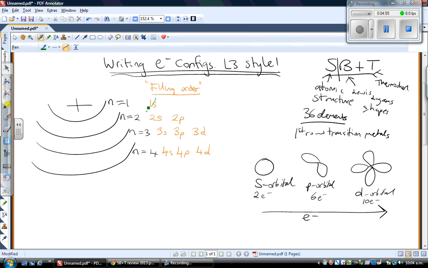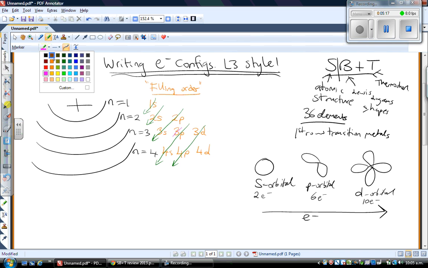You fill the 1s first, represented by that arrow, then you fill the 2s next, represented by that. Then the 2p followed by the 3s. Then the 3p followed by the 4s. And then the 3d followed by the 4p. So I want to highlight this point here, the 3p being followed by the 4s.